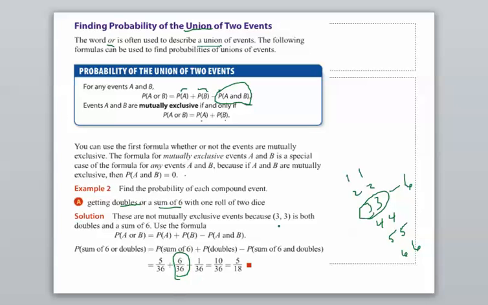The possibility of a sum of 6, let's see here, that would be a 1, 5, a 2, 4, a 3, 3, a 4, 2, and a 5, 1. So there's 1, 2, 3, 4, 5 of those, 5 out of 36. And so I'm going to be adding those two together, but I need to subtract this 1 that's in both sets, minus that 1. And so 5 plus 6 minus 1 is 10. 10 over 36, or 5/18.